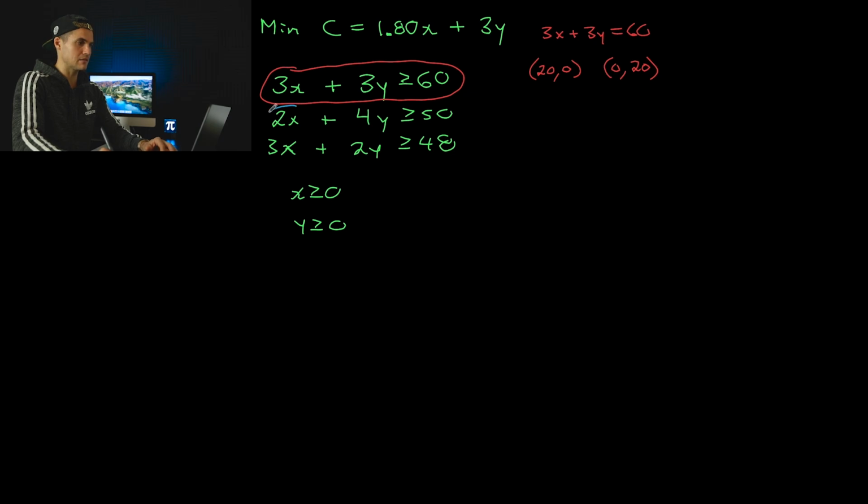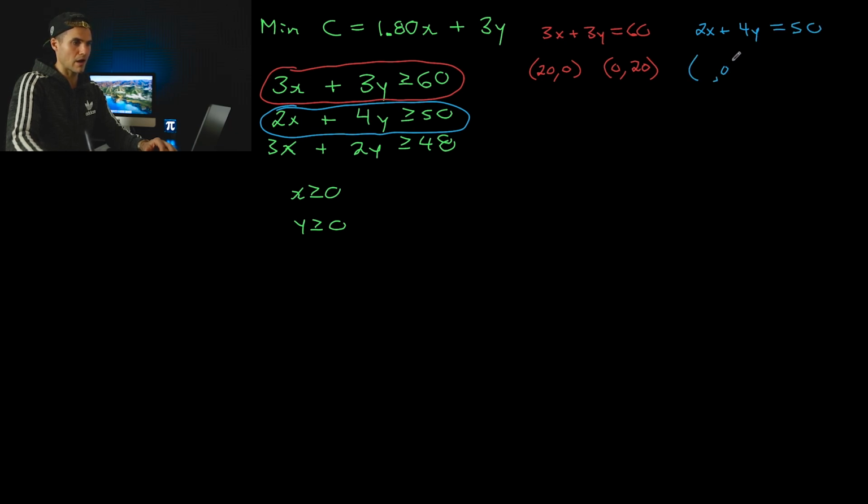Okay, next line, this one right here. So we got 2x plus 4y is equal to 50. So if we plug in 0 for y, we'll have 2x is equal to 50, meaning that our x-intercept is 25. Plug in 0 for x to get the y-intercept, 4y equals 50, divide by 4, we would get 12.5, like that.